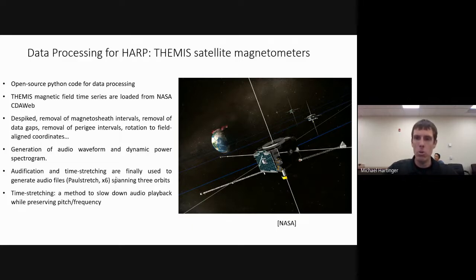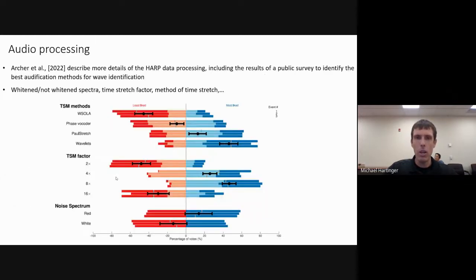So our first step was to try to internally figure out with some test data what would enable us to hear these patterns, and then take that test data and also real data and let a wider group of people listen to this and tell us the best way they found to pick out the data. So this is another study that Martin Archer led. It was a public survey.